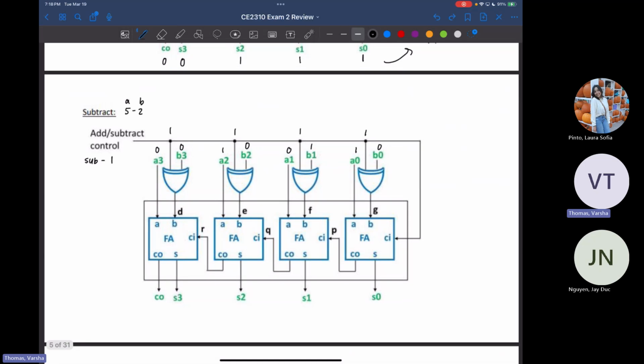We have a 1 and a 0. Those inputs are different, so what comes out of the XOR gate is a 1. This A0 value comes through. And this carry in is connected to this add subtract control, which we set to a 1 because we're subtracting. So now into this block, we have a 1, a 1, and a 1.